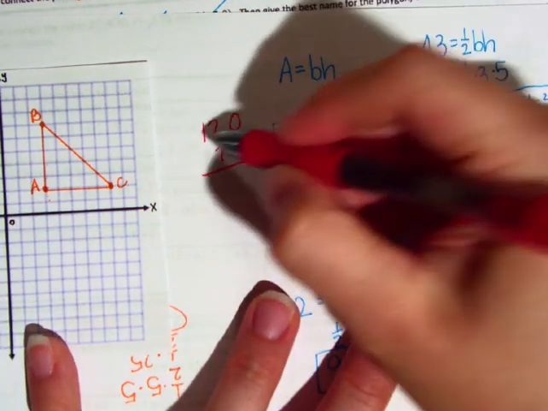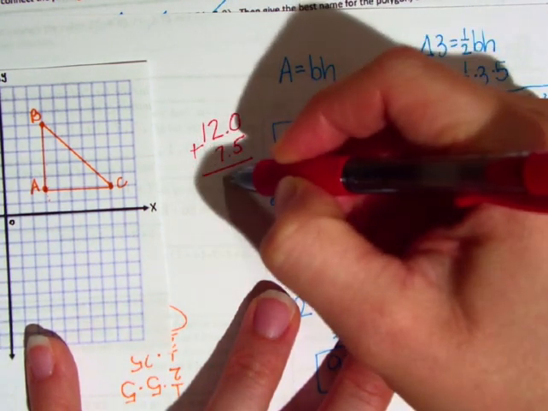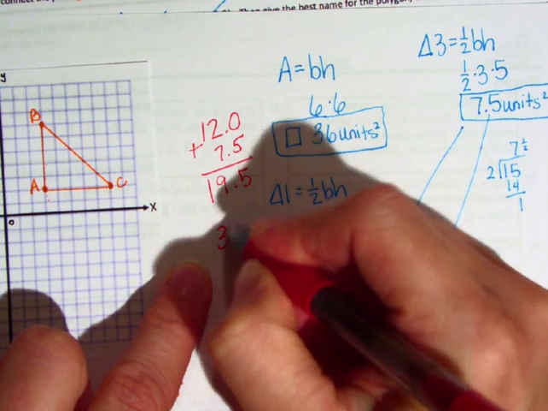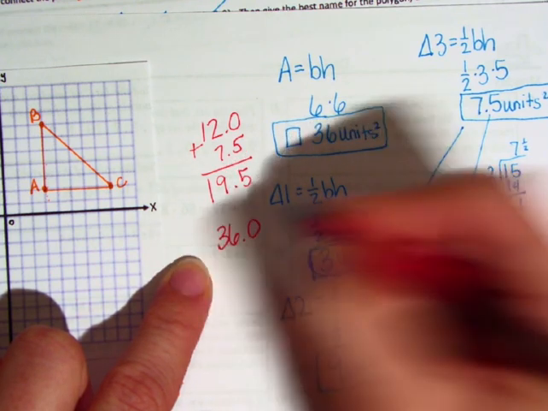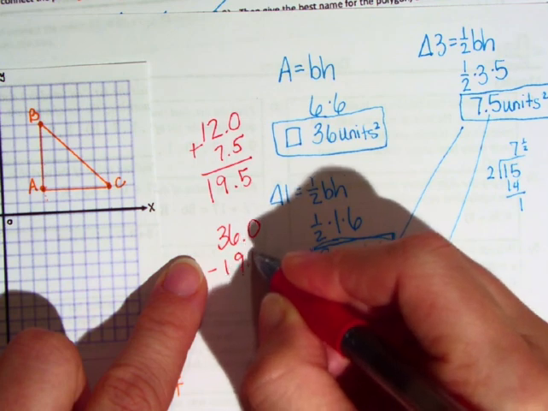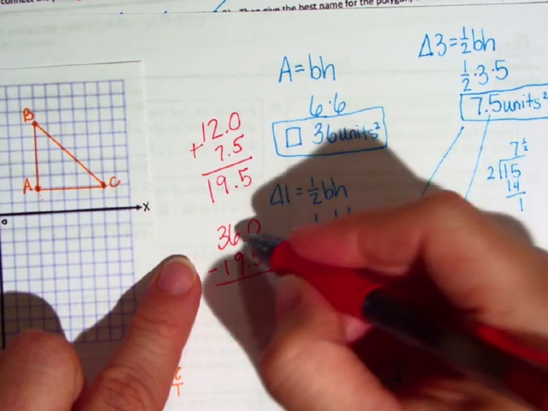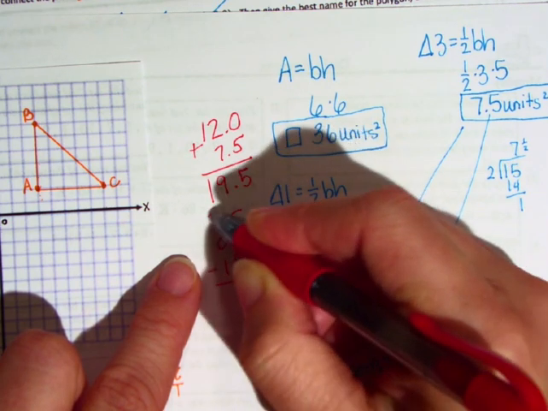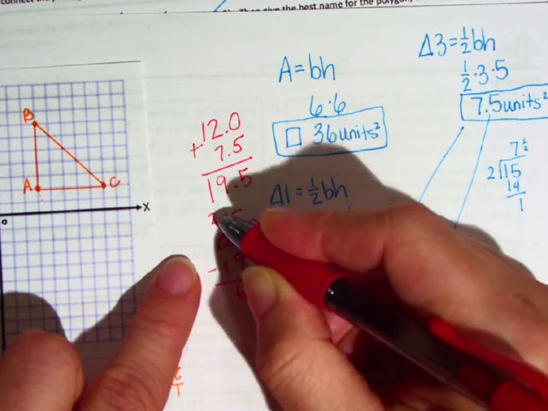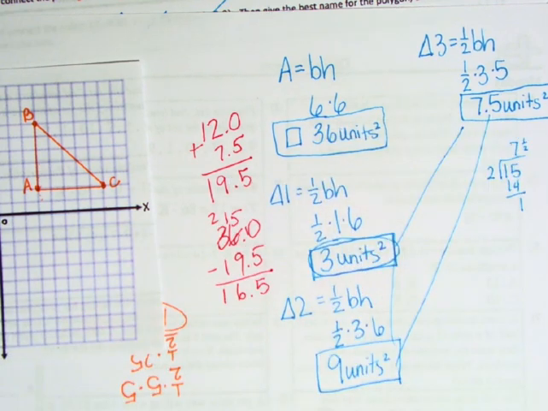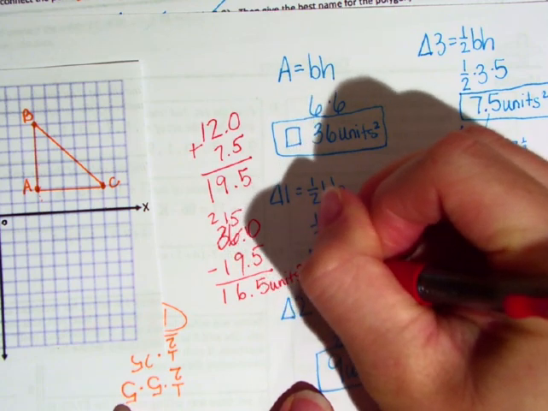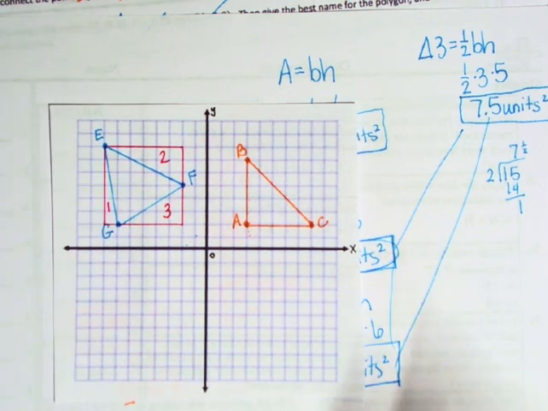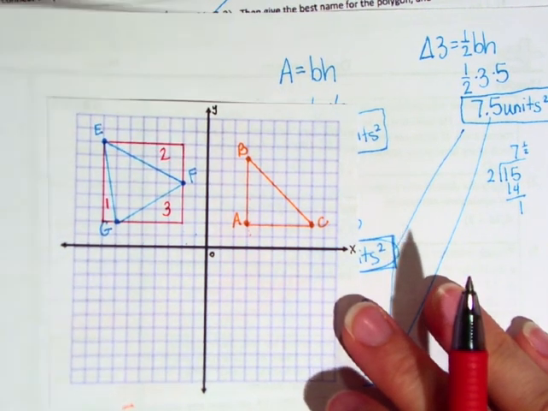So we'll add those up first. 5, 9, 1. So 19.5. And we're going to take that away from 36. So we had 36. I'm going to have a decimal, so I'm going to put 36.0 minus 19.5. All right, so I'm going to make this a 5. 15 minus 9 is 6. So we have 16.5 units squared for our blue triangle. That was a lot of work for one area there for that acute triangle.